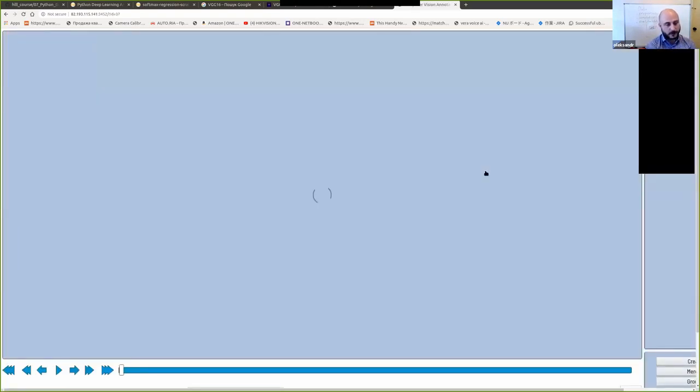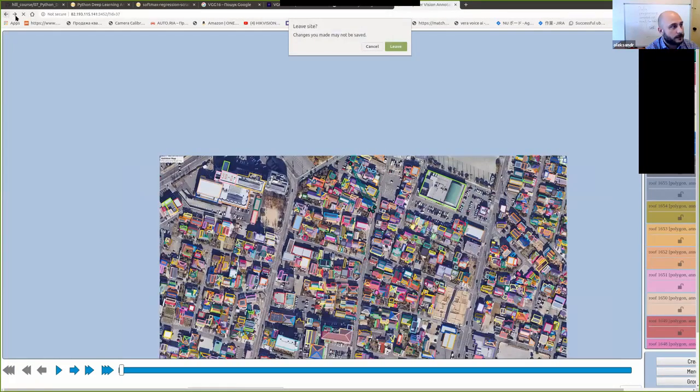Let me show you what annotation looks like. It's been loading for some reason for a long time. I'm not sure. I haven't launched it for months, so maybe it isn't. Oh, it works. Yeah. Sorry, I've already clicked the back button.